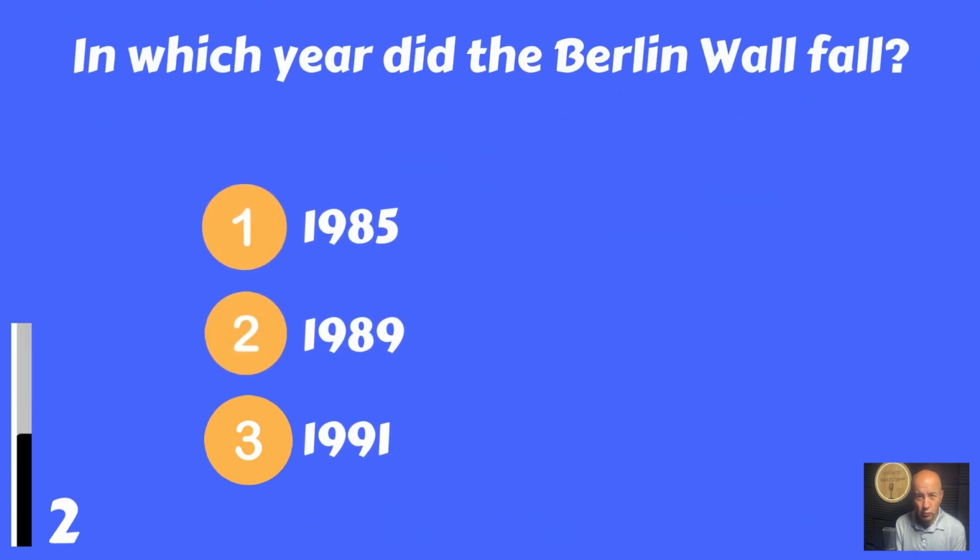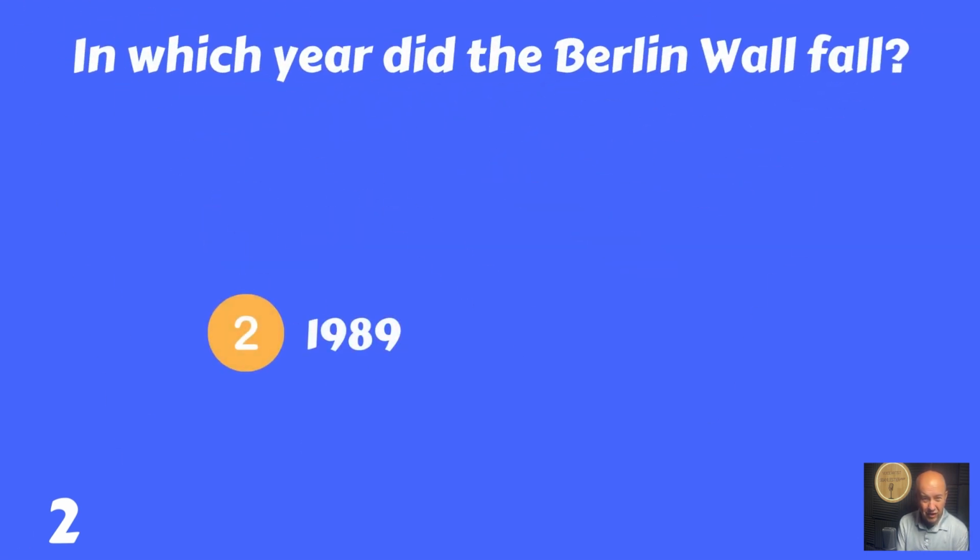In which year did the Berlin Wall fall? 1985, 1989, or 1991? The Berlin Wall fell in 1989.